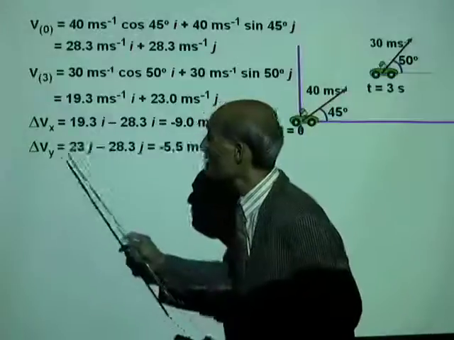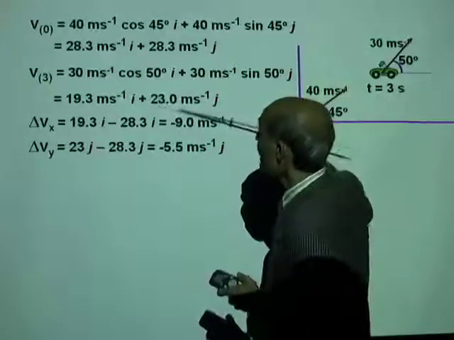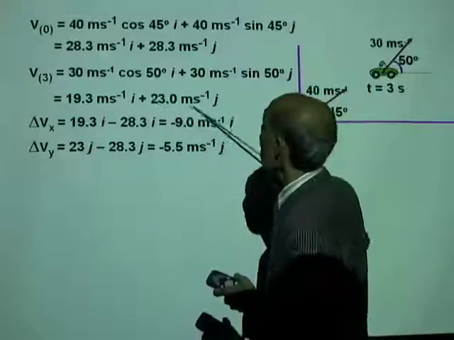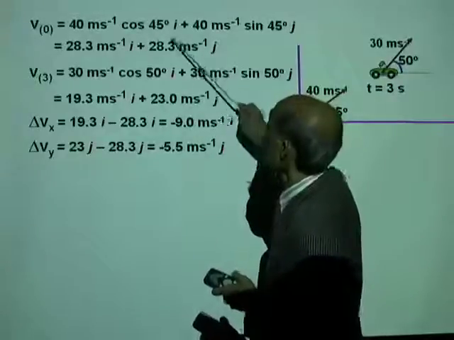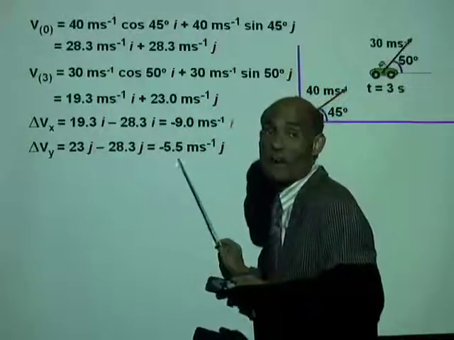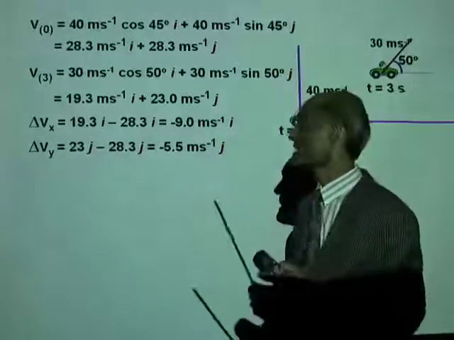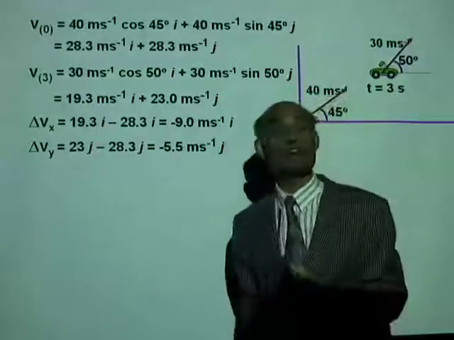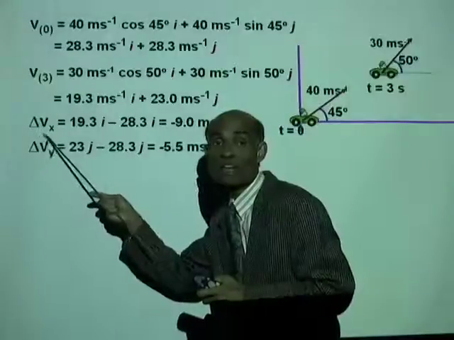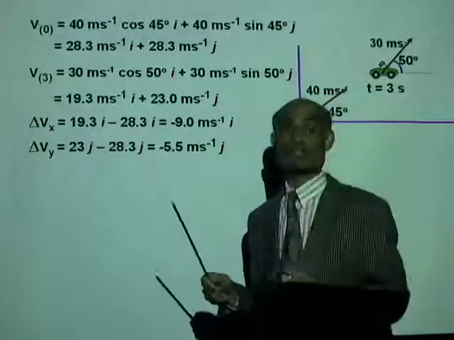That is the change in the x velocity. Alright, what is the change in the y velocity? The change in the y velocity will be the final y velocity minus the initial y velocity. 23 meters per second j minus 28.3 meters per second j, and that is negative 5.5 meters per second j. That is the change in velocity in the y direction. Now that means there is a change in velocity in the x direction. You can use this to find the acceleration in the x direction.